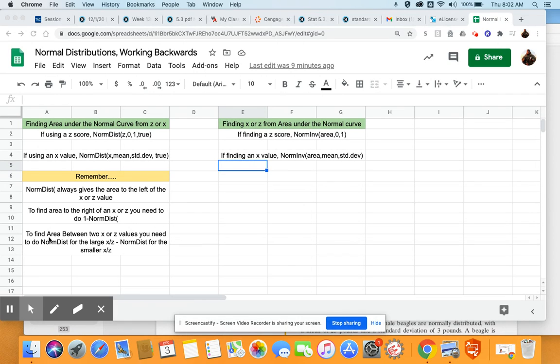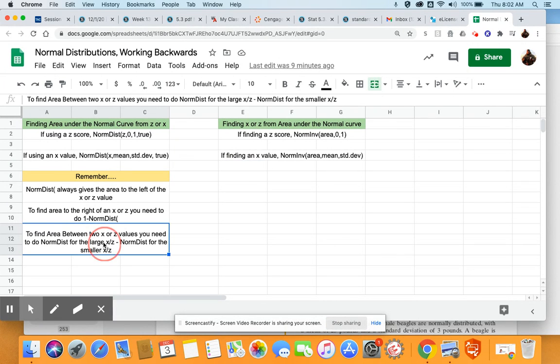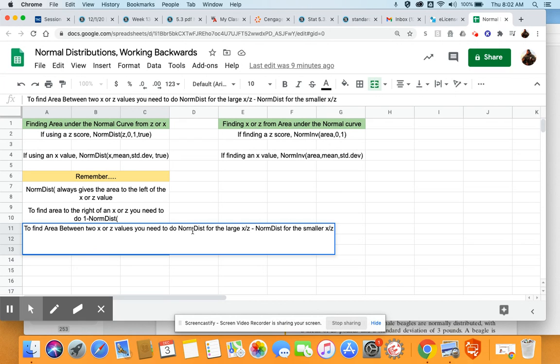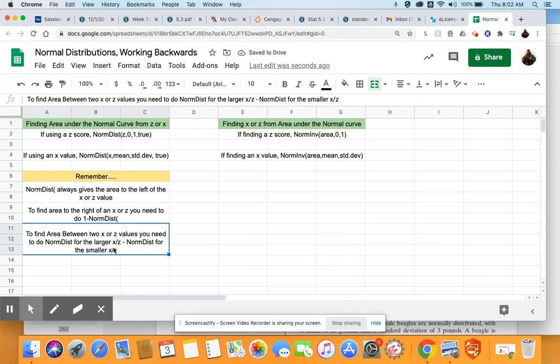And sometimes you're asked to find the area between two x or z values, in which case you need to find the normal distribution area for the larger of the x values, and then you're going to have to find the normal distribution area for the smaller of the x values, and you're going to subtract those two. Fix my typo here. And once you do that, you should have the correct answer. So we'll do an example of a question like finding normal curve area first, and then we'll talk about the reverse process that we're learning here in section 5.3.